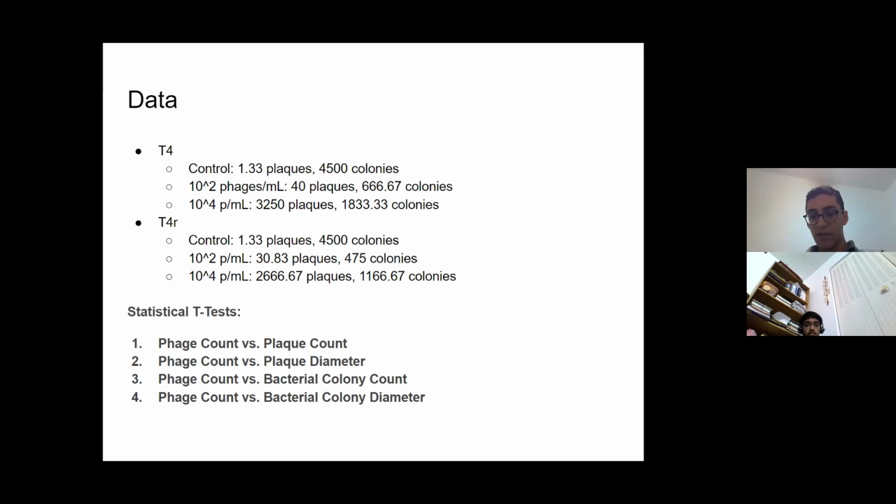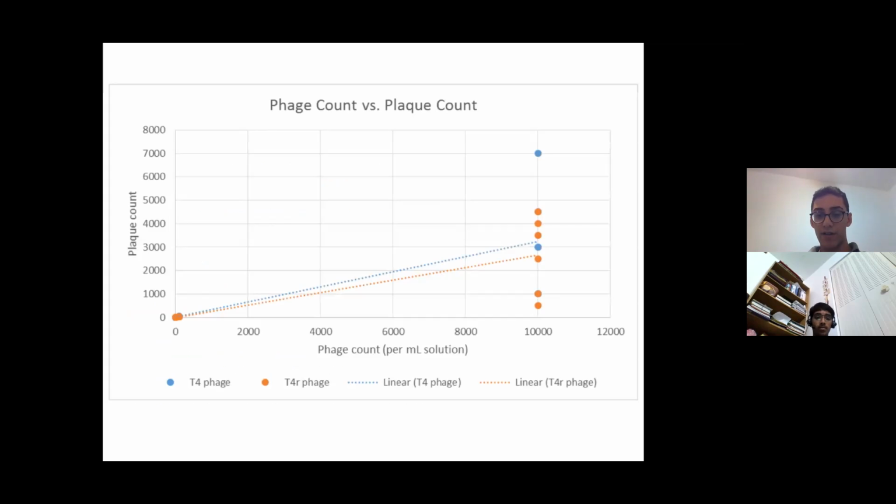So to prove our hypothesis, we first had to run a few statistical t-tests to reject the null hypothesis. In this regard, we carried out 4 t-tests as seen on the screen. With an increase of bacteriophages, we hypothesized that there would be more plaques and fewer bacterial colonies. In our first t-test, we observed an increase in plaque counts for an increase in phage count.